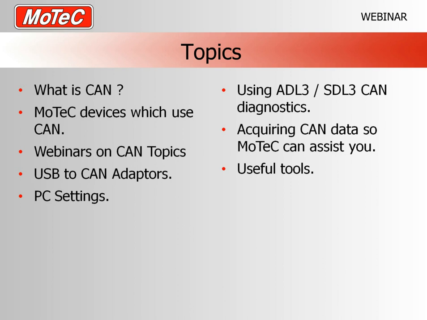Okay, then we're going to look at some of the commonly available USB to CAN adapters, including our own. Then how to set up our PC software to work with our own adapters. Then we're going to have a look at how we can use the inbuilt diagnostic tools within our dash loggers if we're trying to solve CAN communication issues with those devices. Then we're going to take a look at how you can help us to get specific CAN data so that we can modify our products or develop new products that can work with your particular application. And then finally, just a brief look at some of the useful tools that we use here at Motek and that you may also find useful.